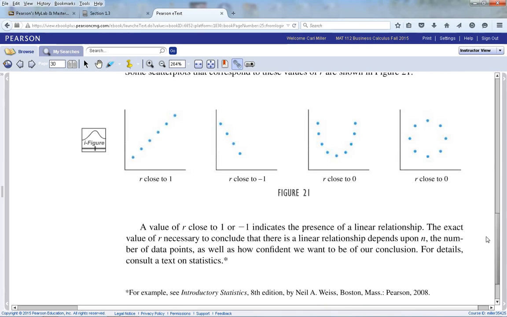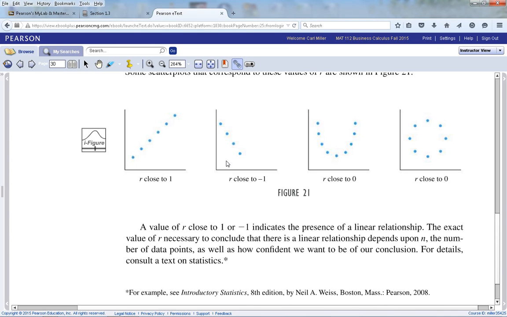So here are some examples. In this case, figure 21, in this first graph, we see that the points look like they're on a straight line. So r would either be 1 or very close to +1. If you have an increasing trend, so as x gets bigger, as you move to the right, y also gets bigger or moves up the y-axis, then that's going to have a positive slope, and r will match and have a positive value.